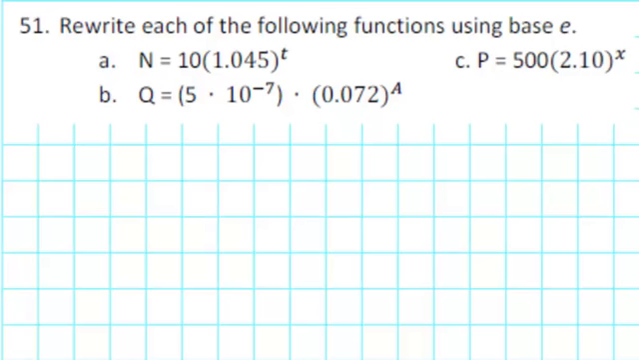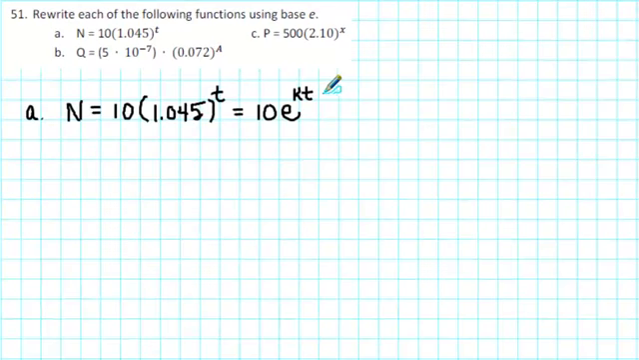Rewrite each of the following functions using base e. In A, we're given the function n is equal to 10 times 1.045 raised to the t. What we want to do is to rewrite this function so that it has the form 10 times e to the kt power. So what we're going to do is to solve this equation for k. Once we have the value of k, then we'll be able to rewrite the function in the desired form.